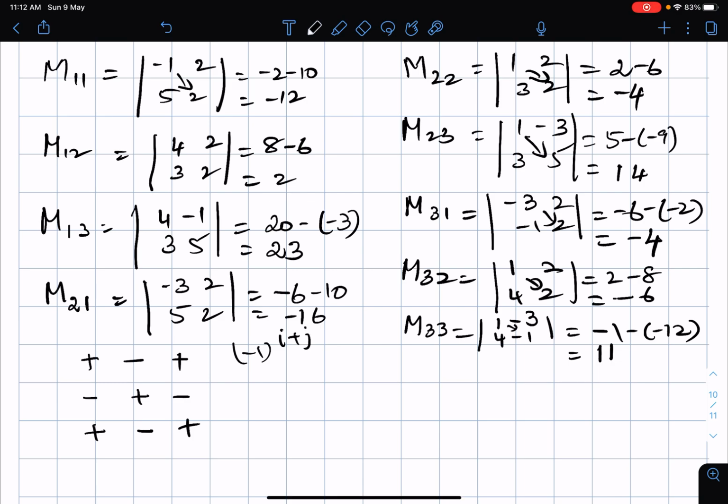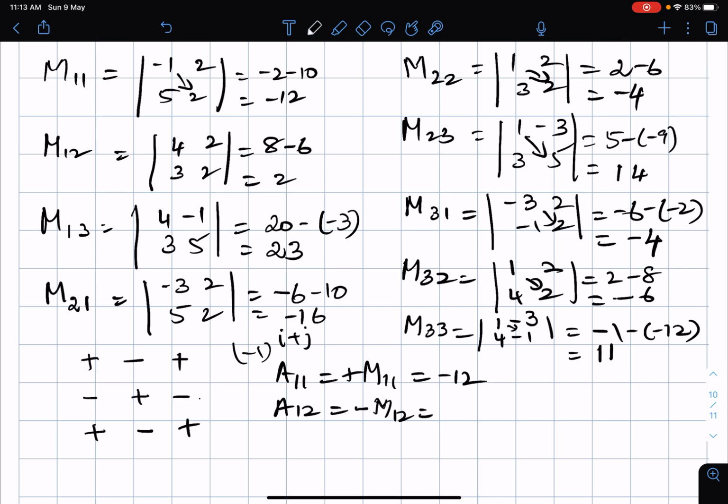So when you calculate, this is 1 1, 1 2, 1 3, 2 1, 2 2, 2 3, and this is 3 1, 3 2, 3 3. So for the odd sums, after adding i plus j, you get a minus sign. For even sums, you get plus. So in this format, you are going to write the cofactors. So first one, A11, is nothing but plus M11. So as it is, minus 12. Next, A12 is going to be minus M12.